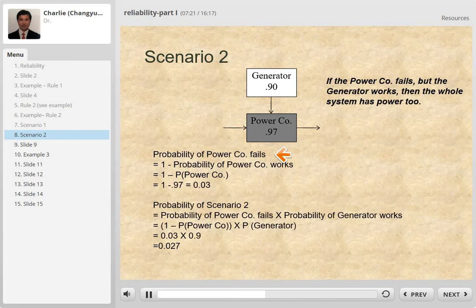We have not considered the generator yet. Now, what's the probability of scenario 2 here? Power line fails, but the generator works. So we got power.